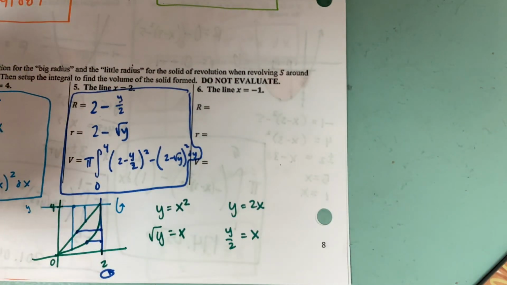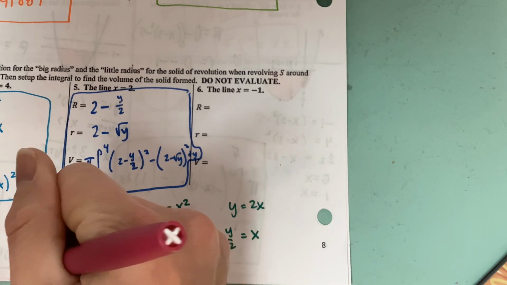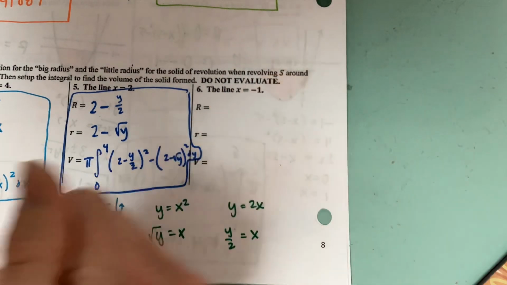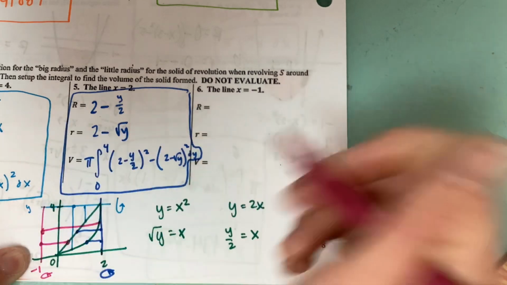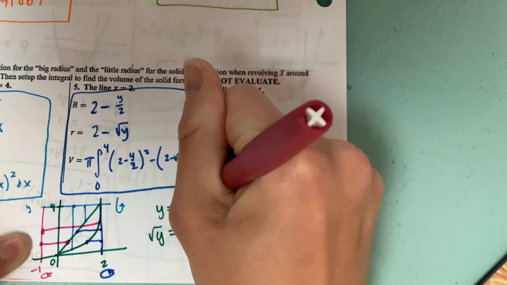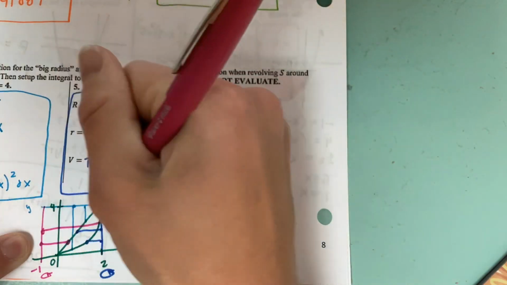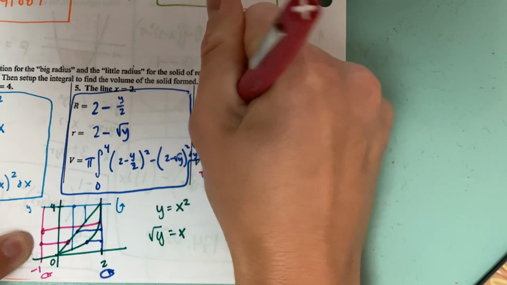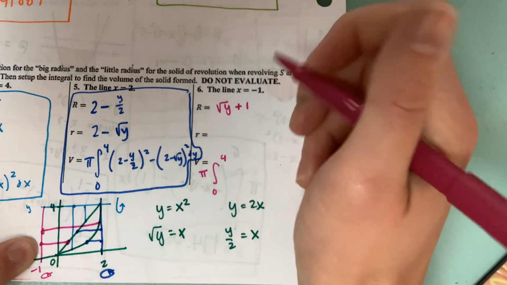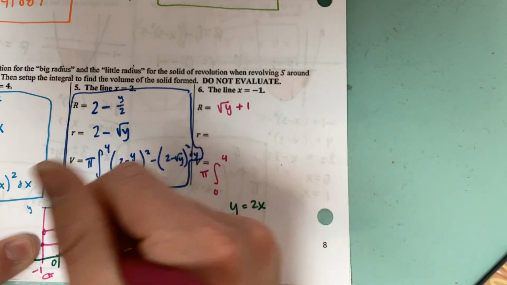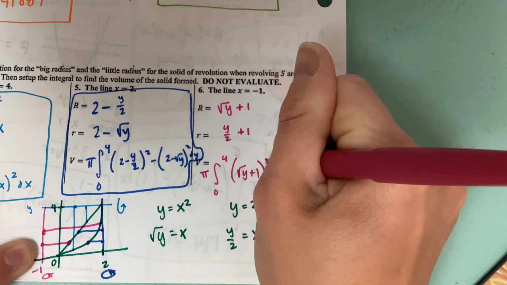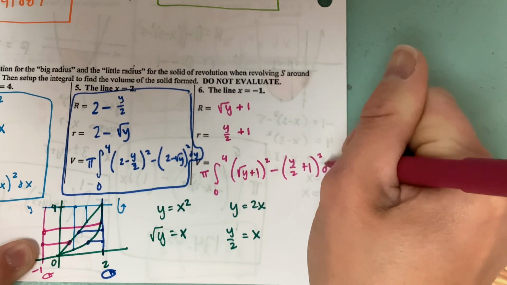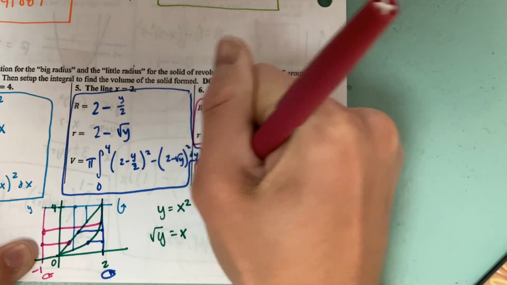And then my last one. Around the line x equals -1. Right here is -1. We're in terms of y again. From my axis to the outside, from my axis to the inside. Because we're in terms of y, we're going to stay with the bounds of 0 to 4. Big radius is going to be the right function, which is the square root of y, minus the left function, which is -1, so the double negative turns positive. Then for little radius, we go right function, which is y over 2, minus left function, which turns positive: square root of y plus 1 squared minus y over 2 plus 1 squared, dy. And we're done with the review.